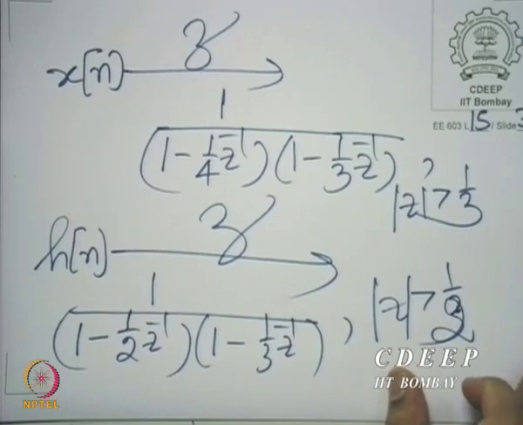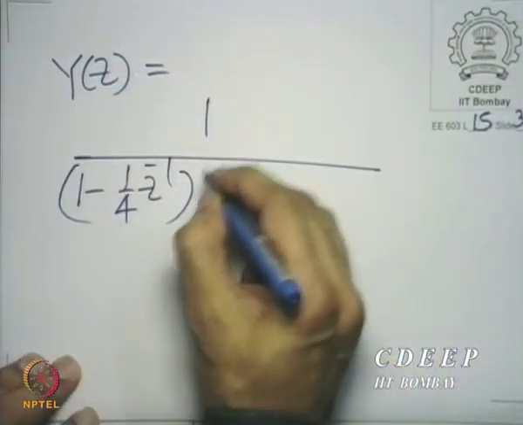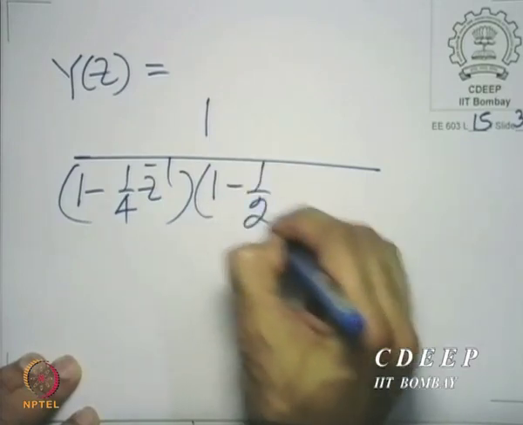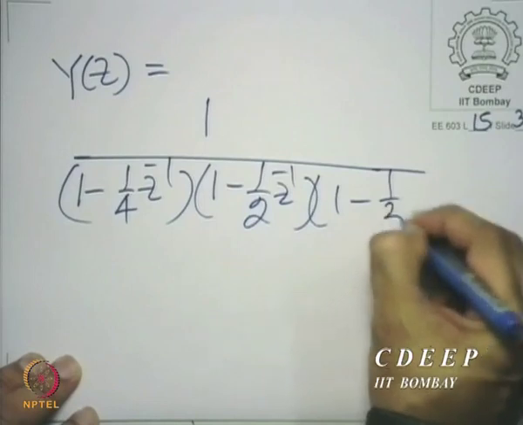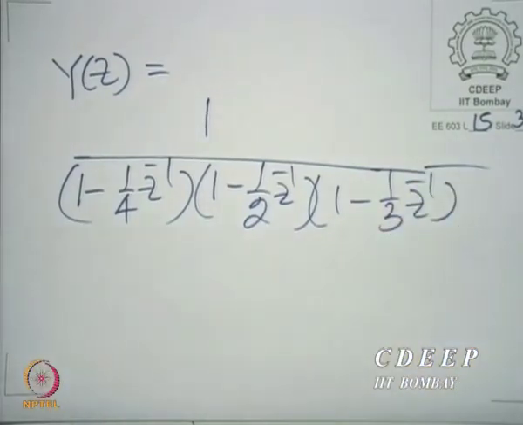Now, of course, the Z transform of the output is going to be the product of the Z transforms of the input and the impulse response. So we have Y(z) is 1 by (1 minus 1/4 z inverse)(1 minus 1/2 z inverse)(1 minus 1/3 z inverse), and of course here (1 minus 1/3 z inverse) the whole squared. So notice that you now have a multiple pole at z equal to 1/3 introduced by virtue of convolution, or by virtue of the input being subjected to the impulse response.